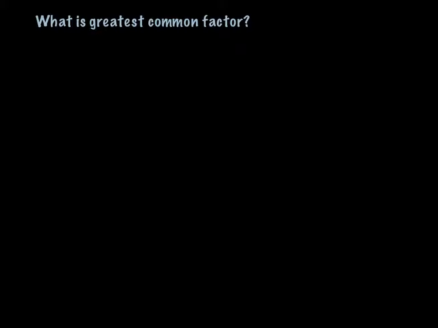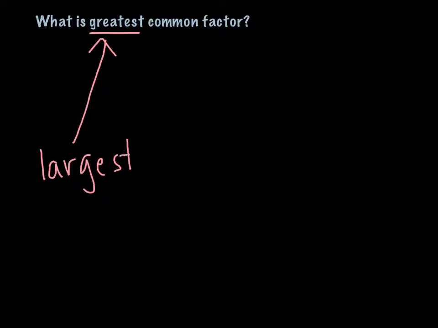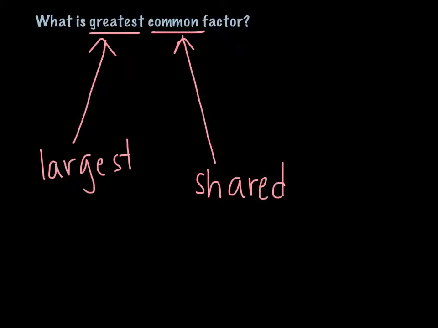So when we break down the three words in that, we have greatest, which here does not mean best. It means largest. Okay? And then we have common. Something you have in common is something that you share. So that's the largest shared factor. And a factor is just a number that divides evenly into another number.